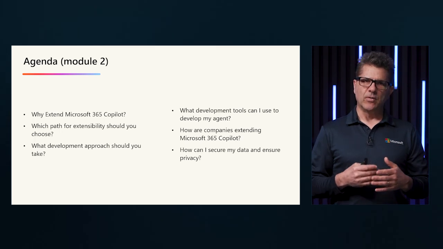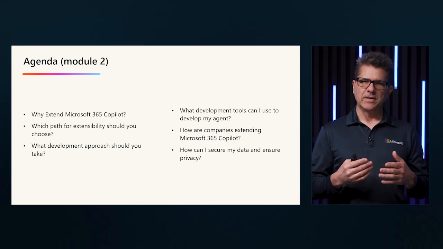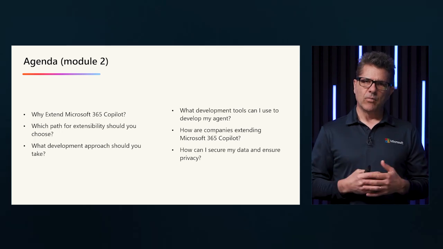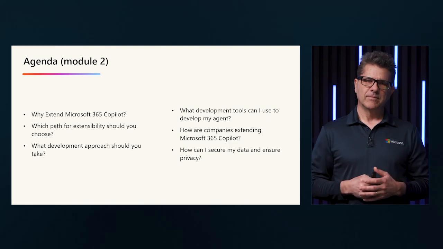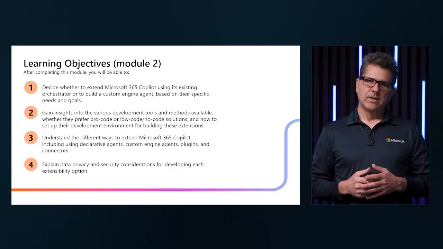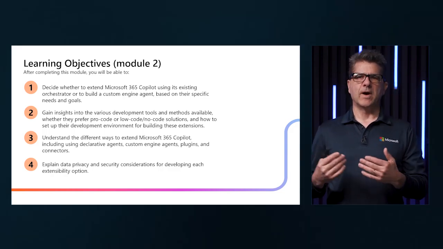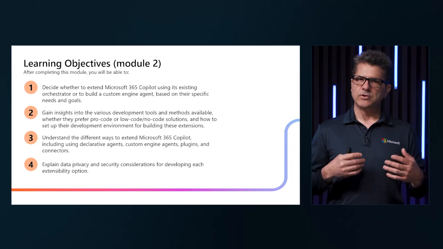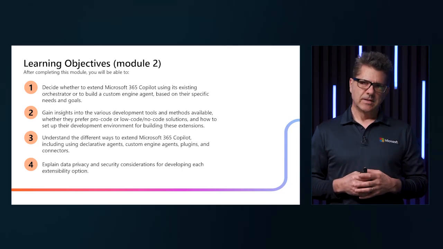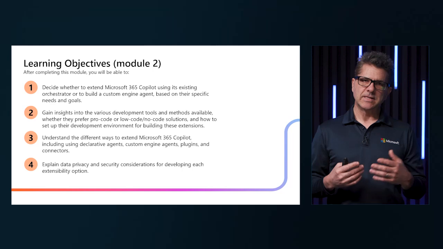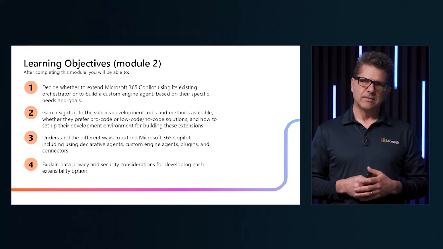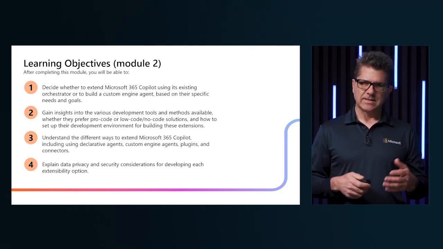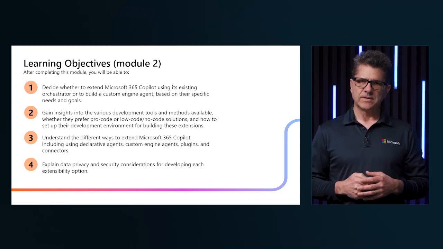And finally, we are going to look at the extensibility, a few companies that have done this. What can we learn from them? And finally, we are going to look at the security to ensure there's privacy related to that. By the end of this module, we will know how to customize Microsoft 365 Copilot. We're going to understand the development tools. We're going to ensure that data privacy and security is there. And we'll also cover choosing the right approach, the development tools, as we mentioned, and of course, the extensibility options for our resources.